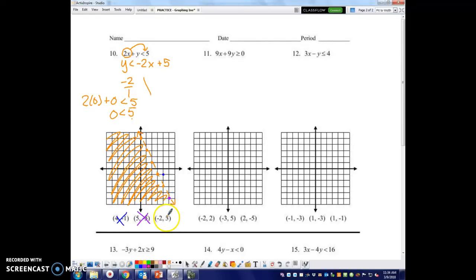And last one. Negative 2, 3. Negative 2, 1, 2, 3. Does this one count? Yes, it's in the shaded region.